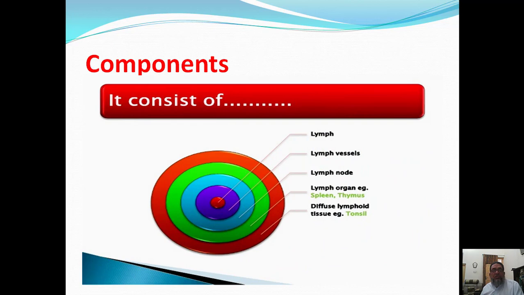What are the components of the lymphatic system? It consists of the lymph, a clear fluid, then the lymphatic vessels. The lymphatic vessels pour their lymph to the lymph node as afferent lymphatics. The efferent lymphatics go to the lymphatic organs like spleen, thymus, lymph node. Then the other component is the diffuse lymphatic tissue, for example tonsil, and diffuse lymphatic tissue present in the GI tract. So these are the major components of the lymphatic system.